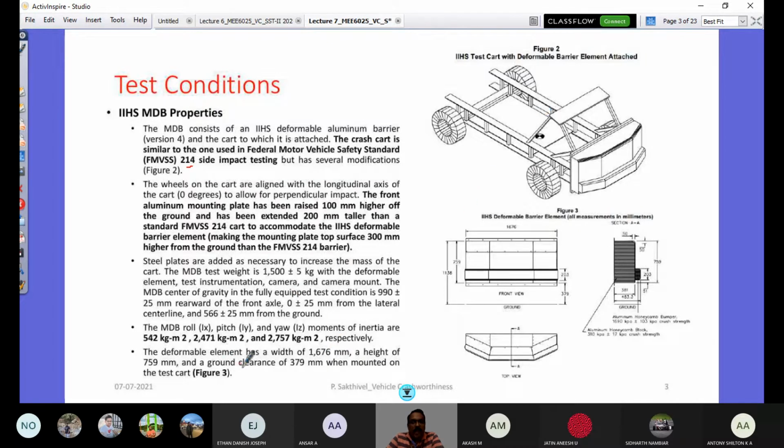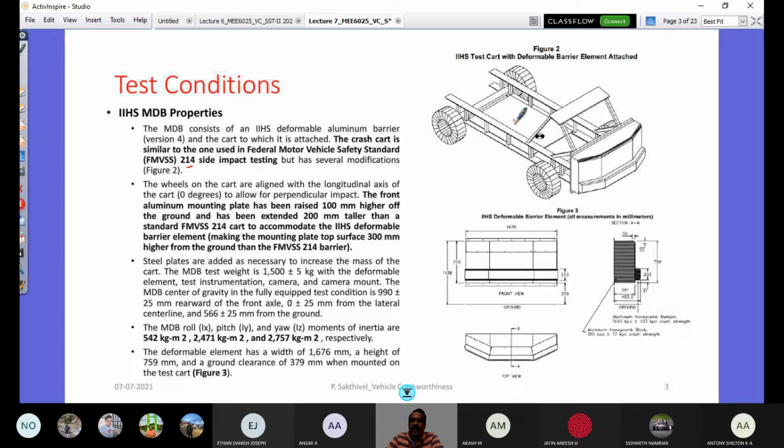MDB. So the deformable element has a width. You see here the IIHS deformable barrier. The dimensions of this deformable barrier, with the cross section, are given in figure 3. You could see the overall width is 1676 mm, the height is 759 mm, and the ground clearance is 379 mm when mounted on the test cart. So this barrier can be mounted on the test cart. You have this rigid base plate, and then it is mounted, and then this vehicle would be ready for execution of the test.